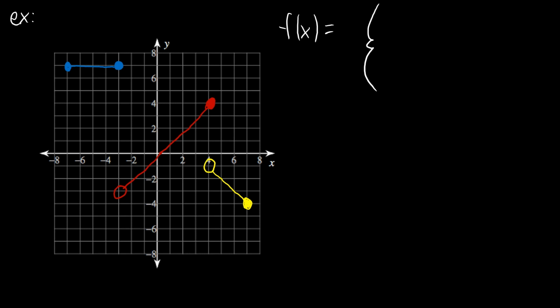So we have y equals 7 up here. So y equals 7, and it's from negative 7 less than or equal to x, and it goes to negative 3. Okay, what about our red here? This is just x, and this is from negative 3, but we have an open circle, so it's just less than, and this goes all the way up to 4.